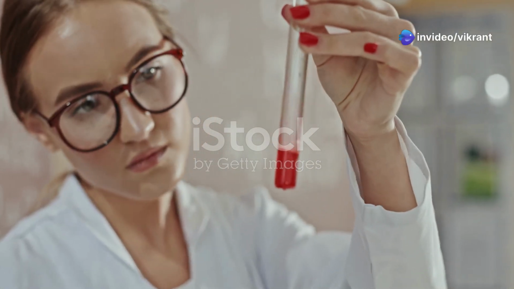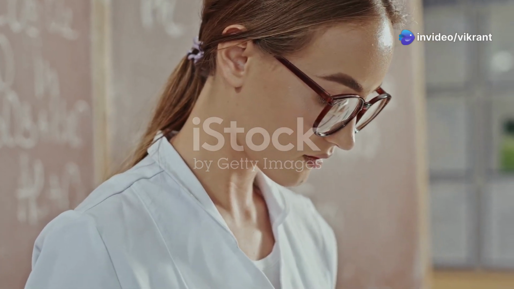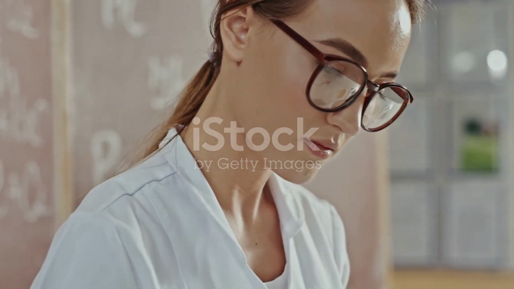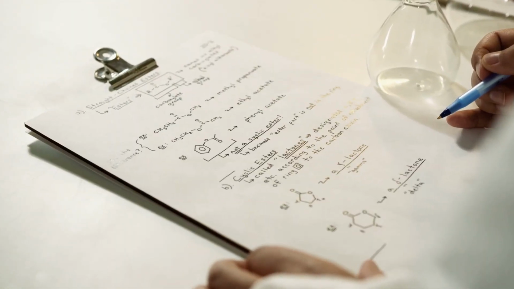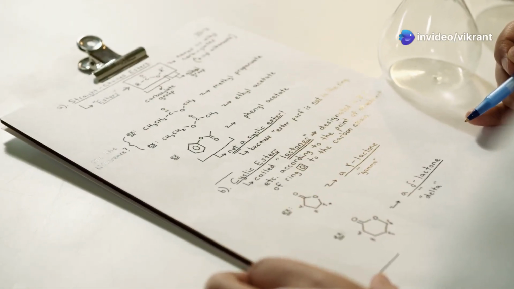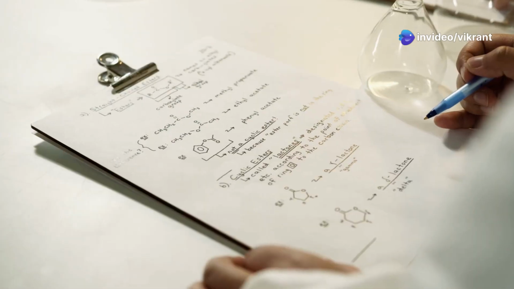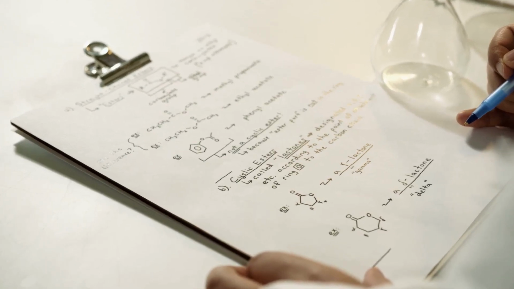The choice between SN1 and SN2 pathways depends on factors like the structure of the alkyl halide, the strength of the nucleophile, and the solvent used. For instance, tertiary alkyl halides, where the carbon atom bonded to the halogen is attached to three other carbon atoms, are more likely to undergo SN1 reactions due to the stability of the carbocation intermediate.